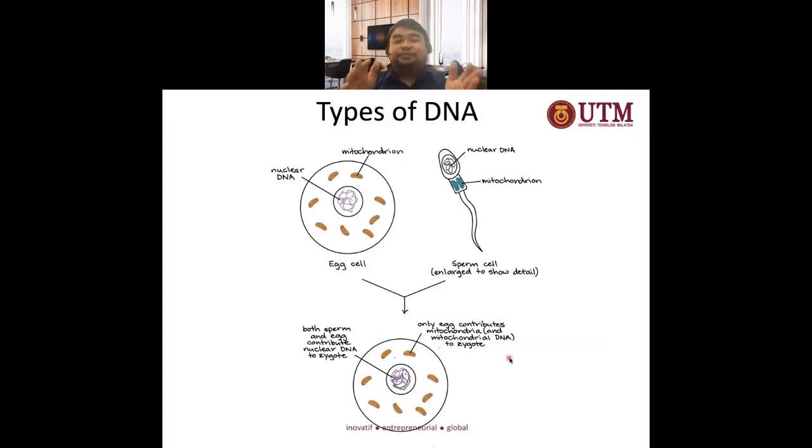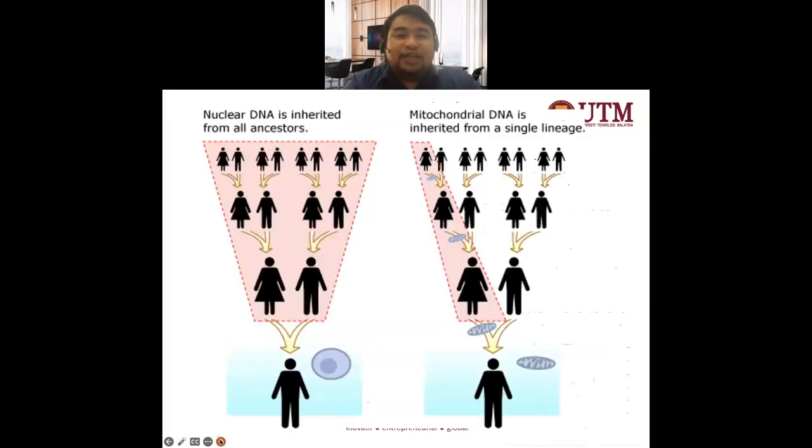That's why only mitochondria from your mother exist in your body. So basically, we have a long lineage of maternal mitochondria in ourselves. We don't inherit mitochondrial DNA from our father. So this is the reason. Nuclear DNA from the fertilization process is inherited from our ancestors, but mitochondrial DNA is inherited from a single lineage of our mother only.